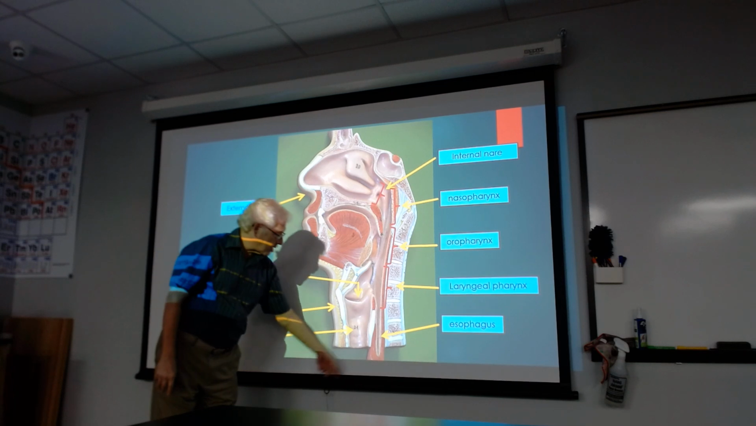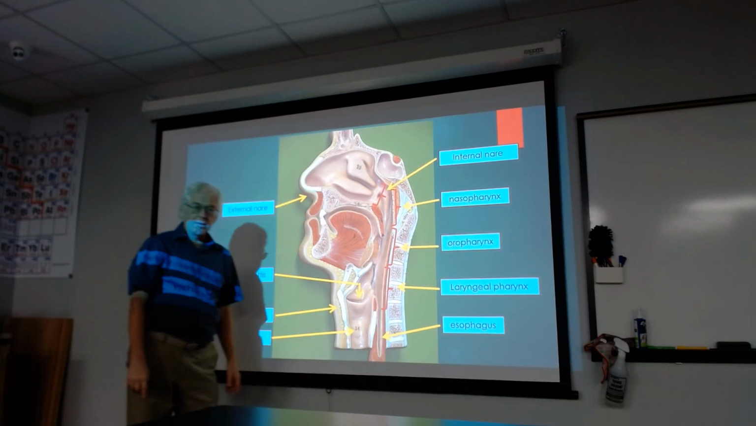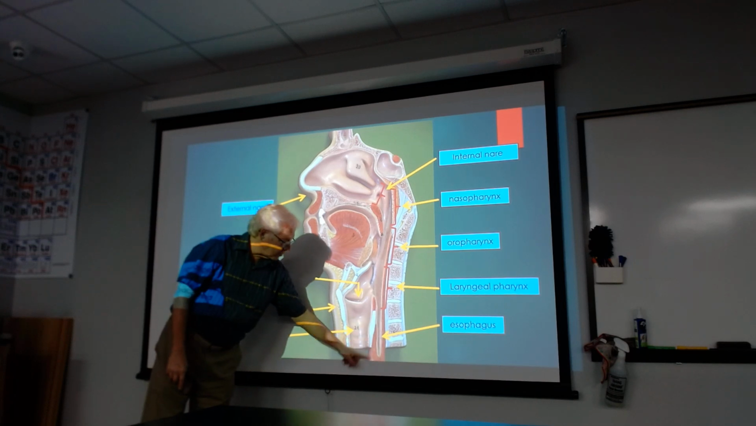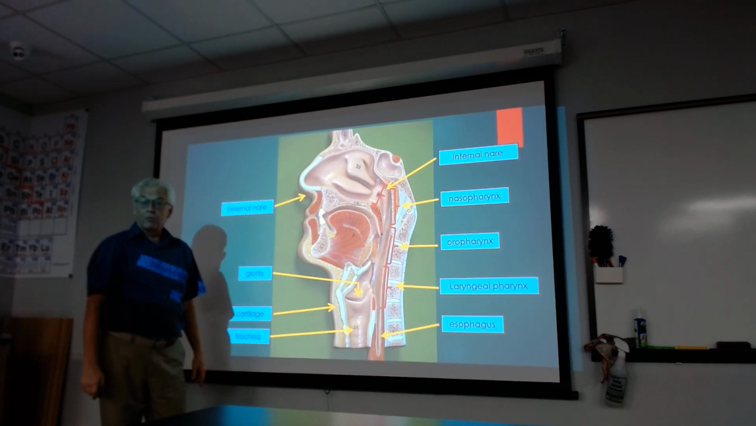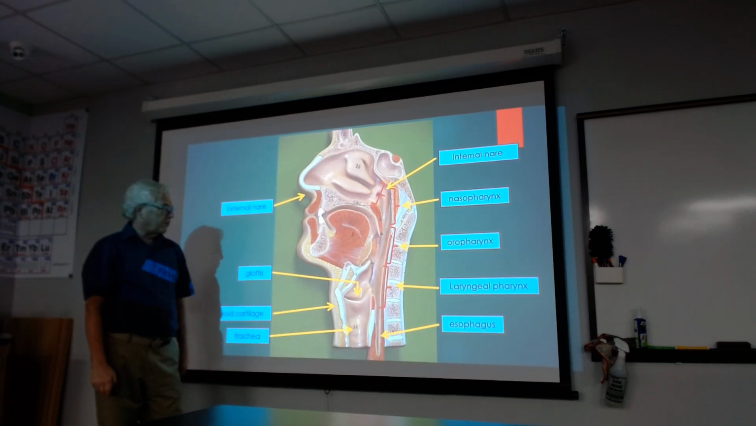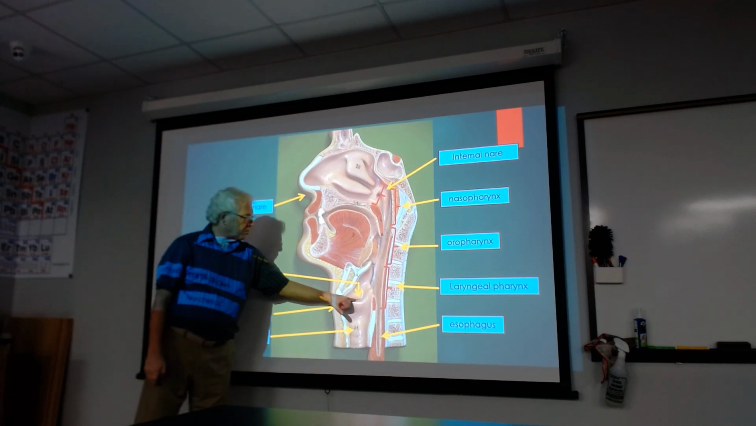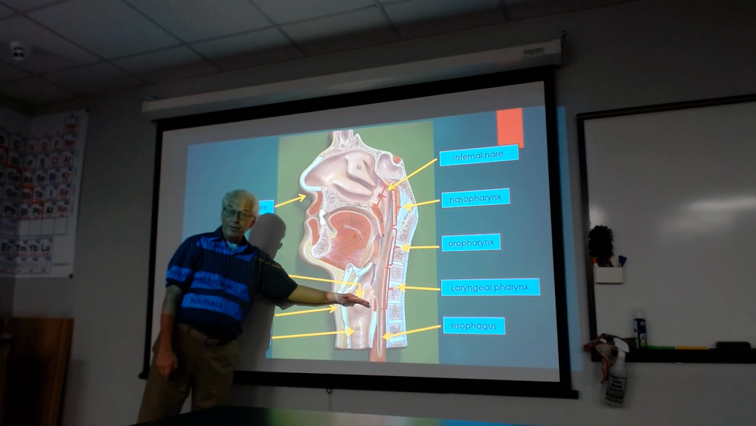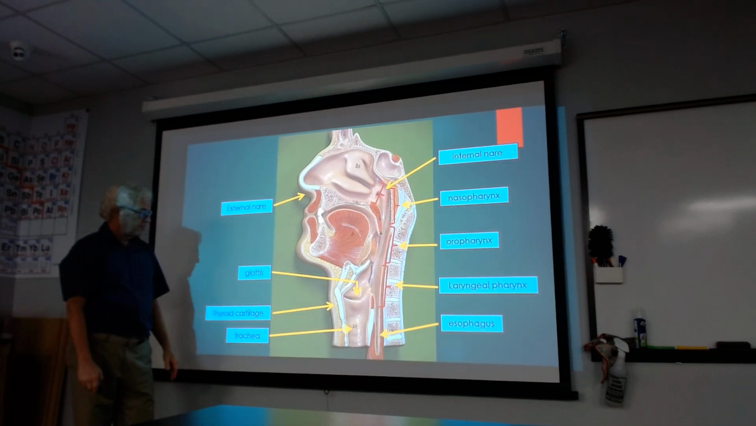Okay? Trachea, esophagus in the back. Trachea covered in this blue cartilage, esophagus covered in this muscle. Okay? Because it's going to squeeze the food down. The hole is called the glottis, the door is called the epiglottis, above the glottis. Alright? Does that make sense?